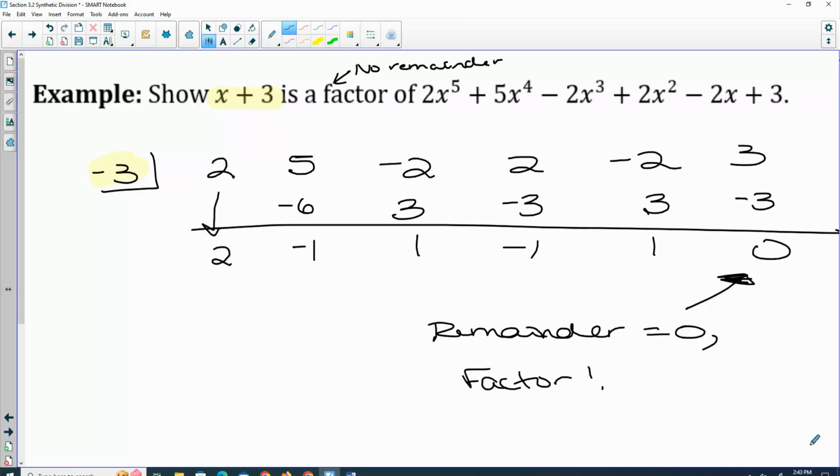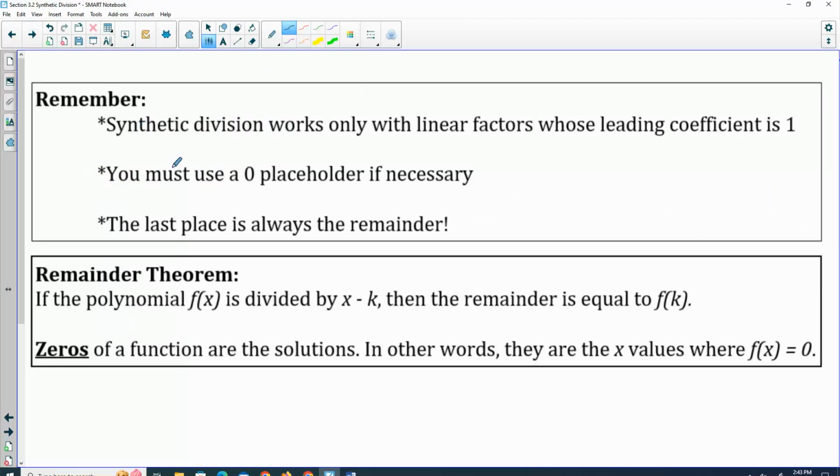When you do that, you have to include zeros if you have any missing powers of x. You can't just skip over them because we're leaving all the x's out. It would change things. So don't forget zeros. And the last one is always your remainder when you do that.